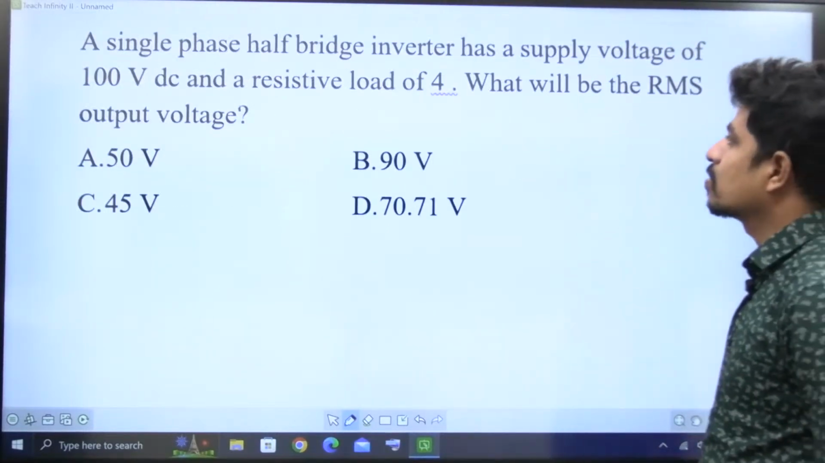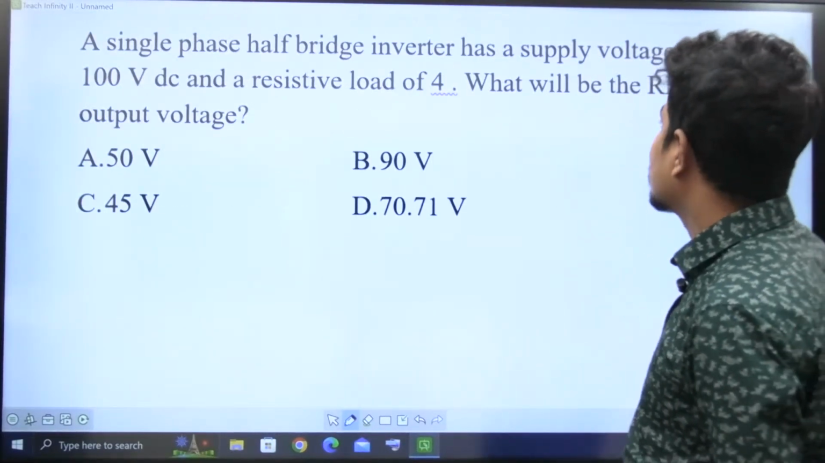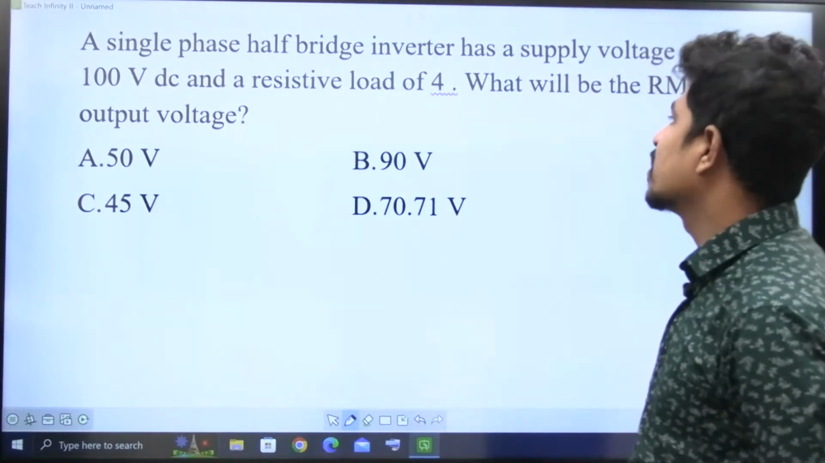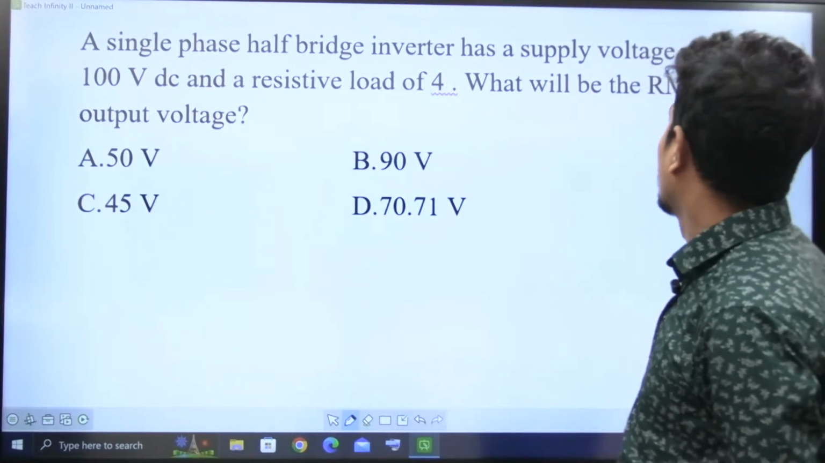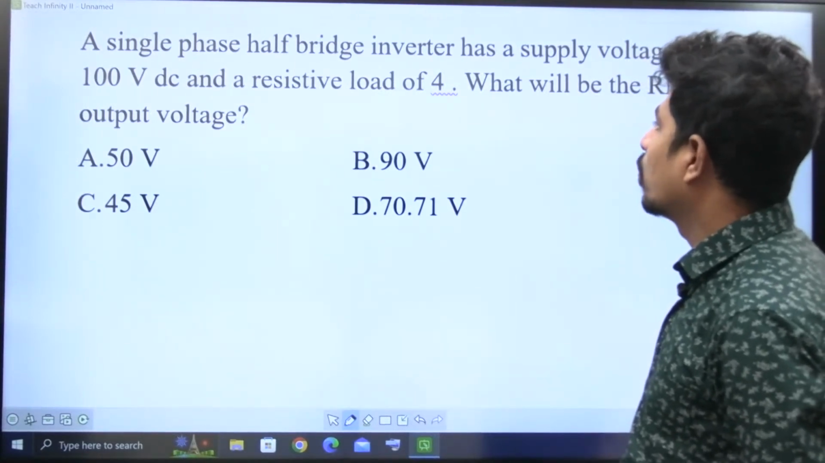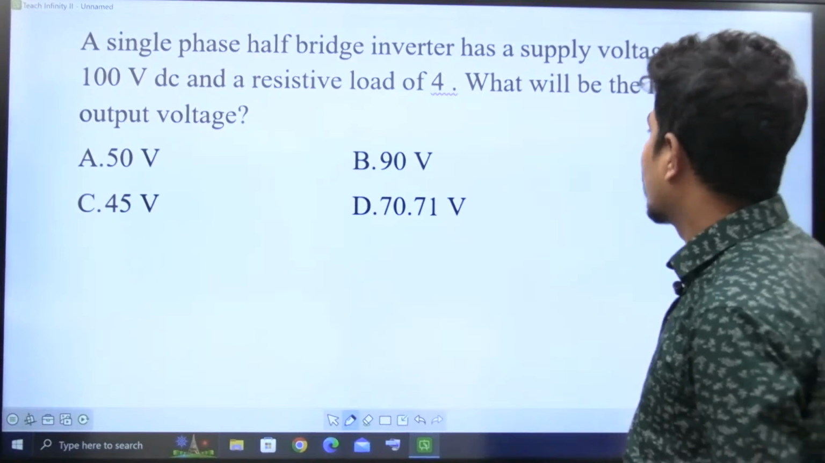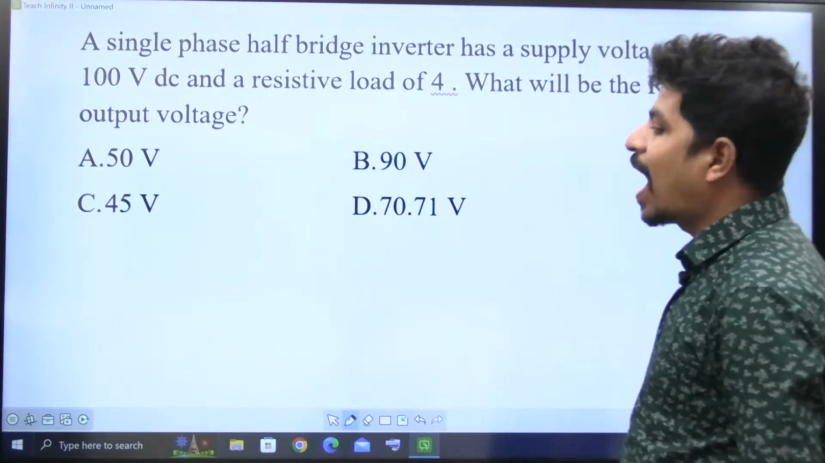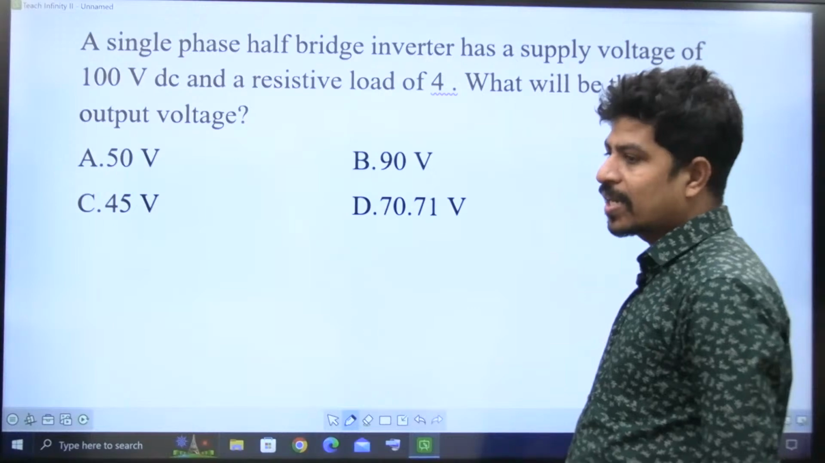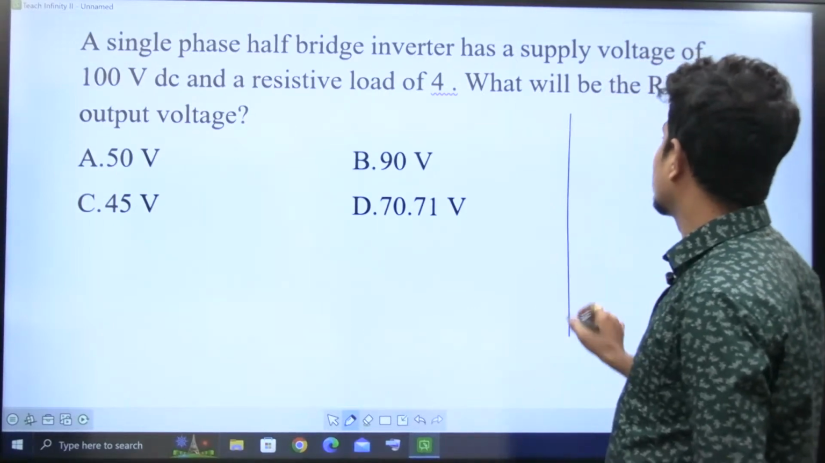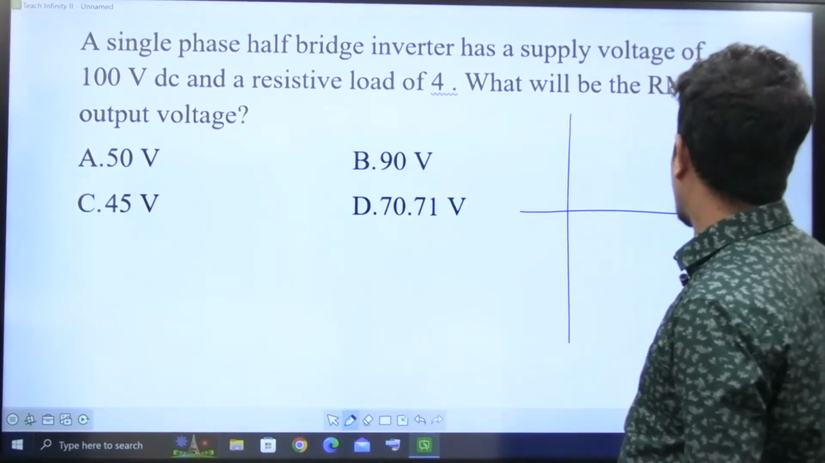Okay, next question. A single phase half bridge inverter has supply voltage of 100 volts DC and resistive load of 4 ohm. What will be the RMS value of the output voltage? Single phase half bridge rectifier, sorry, inverter, half bridge inverter.